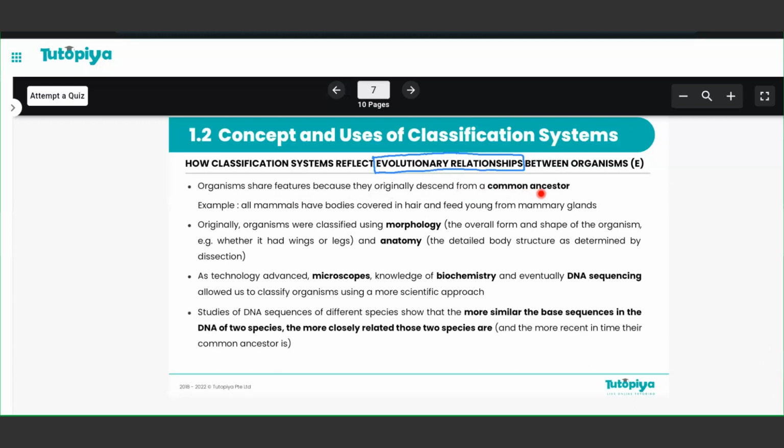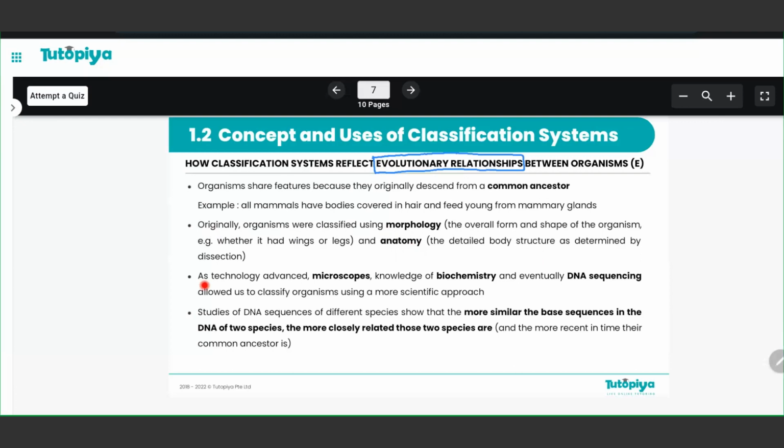So in the case of mammals, it is believed that all mammals descended from a common ancestor that lived about 200 million years ago. So all mammals are related because they share this common ancestor. All right, now when talking about classification systems, originally organisms were classified using morphology and anatomy. So based on their form and their shape and their internal body structures, organisms were put into different groups.